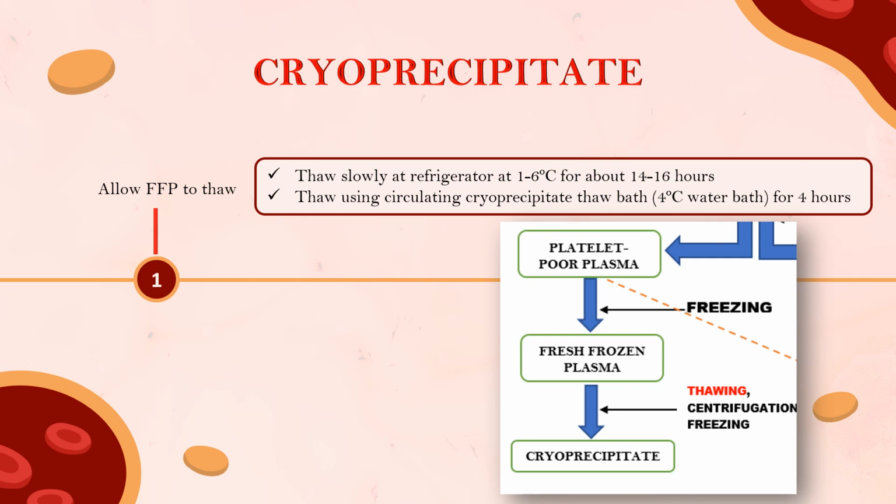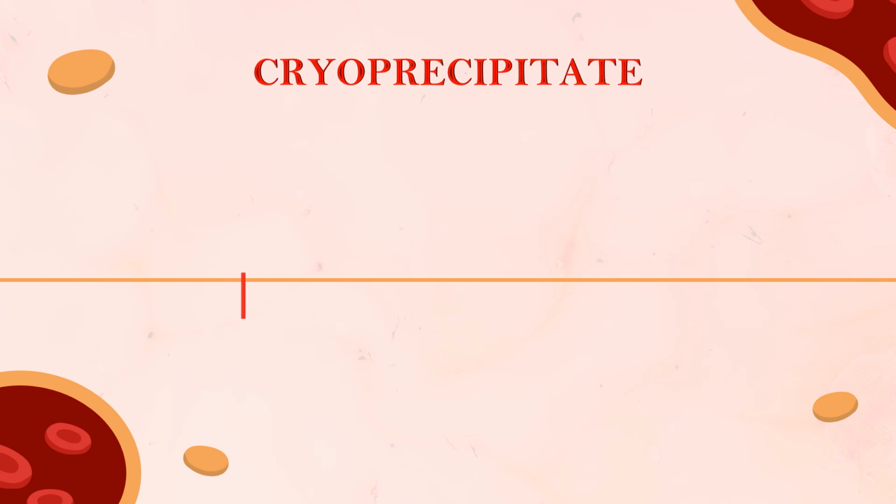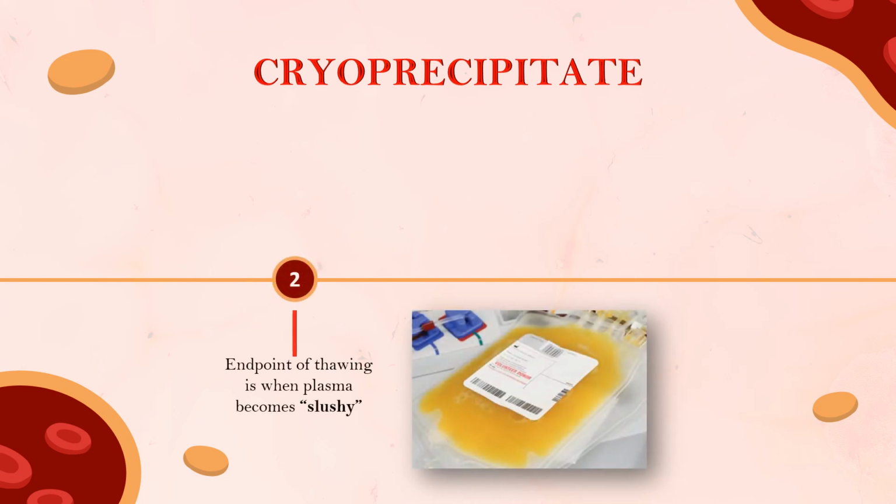The second is by utilizing a circulating cryoprecipitate thaw bath with a temperature of 4 degrees centigrade, and this procedure will last for 4 hours. As compared to your blood bank refrigerator, this is way more time efficient and practical. Now, the endpoint of thawing is when you have observed that the consistency of the fresh frozen plasma becomes slushy. Okay, the keyword here is slushy.